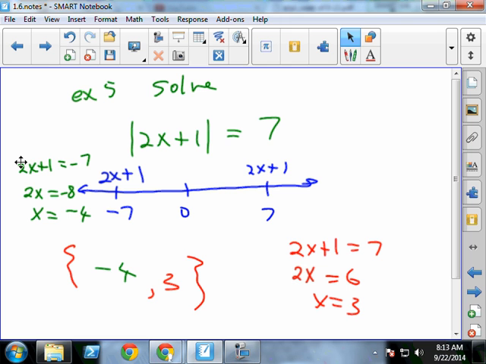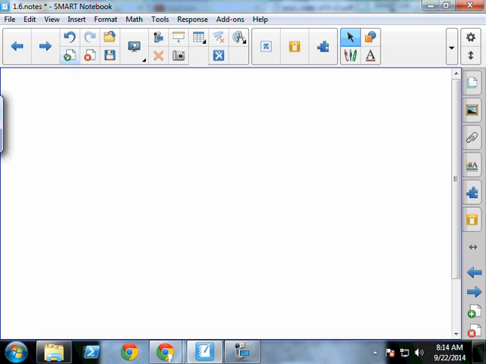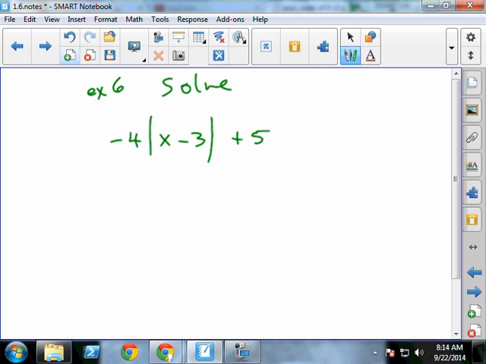I don't know about everyone else, but I think we're ready to take it up a notch. We got 2 more equations, and then we'll talk about inequalities. Oh, this next one's great. Example 6. Solve negative 4 times the absolute value of x minus 3, plus 5, equals 17.